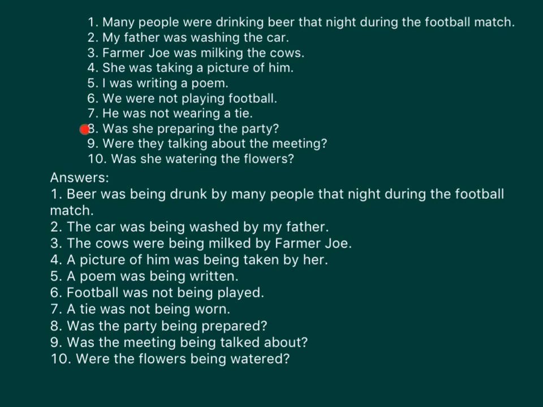Number 8. Active voice. Was she preparing the party? Passive voice. Was the party being prepared? Number 9. Active voice. Were they talking about the meeting? Passive voice. Was the meeting being talked about? Number 10. Was she watering the flowers? Passive voice. Were the flowers being watered?